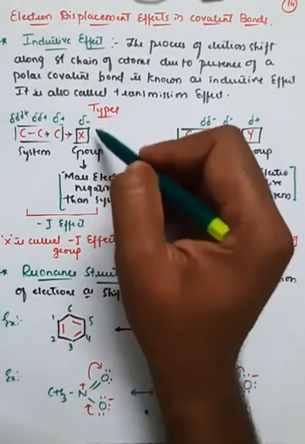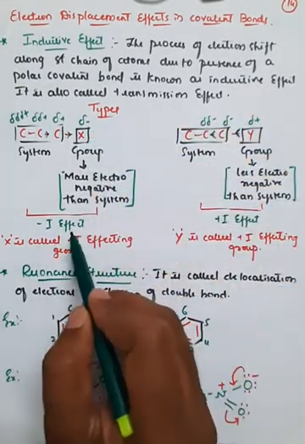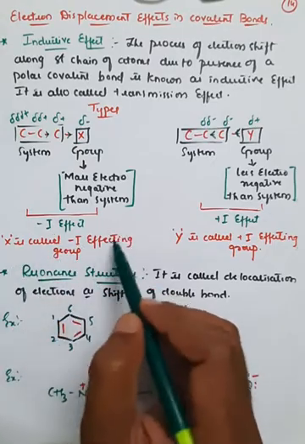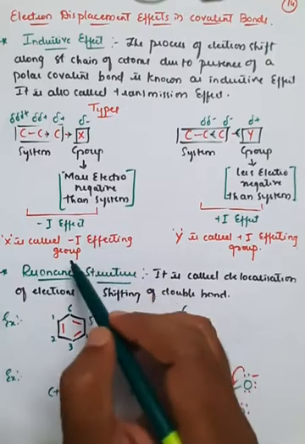Since there is a negative charge on the group, we will call it the minus I effect, where X is called the minus I affecting group. This is called the minus I affecting group.